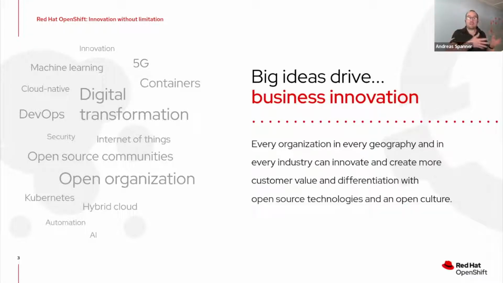Things that looked like magic maybe 5 or 10 years ago are now simply possible. So technologies, open source communities, and new ways of collaboration are driving business innovation. No longer are we looking at startups and Web 2.0 companies like Facebook, Uber, Airbnb for inspiration as to what innovation looks like. We come up with it ourselves. Today, every organization, every geography in any industry can innovate, create more customer value and differentiation, and compete on an equal playing field. And with Red Hat OpenShift, we're building on our heritage of Red Hat Enterprise Linux, providing you with a secure, stable platform that enables your organization to innovate faster.